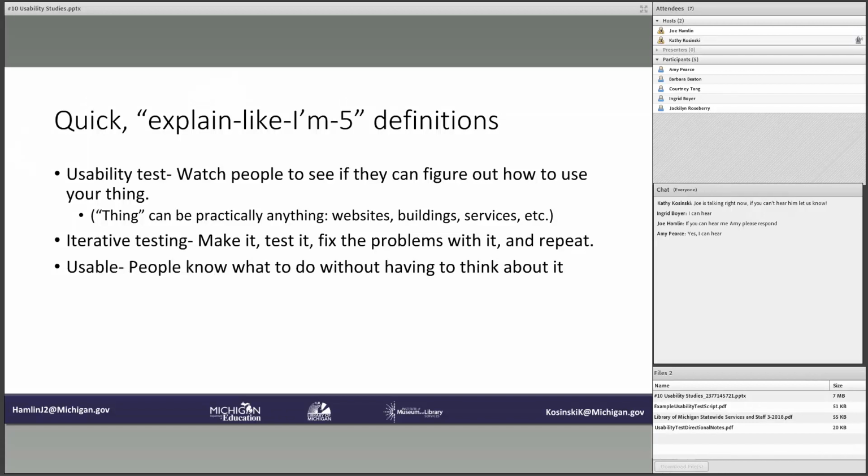So in the vein of casual, we're going to start with some quick explain like I'm five definitions. I put it that way because explain like I'm five is one of my favorite things on the internet. It makes it so I can understand even the most complex things.